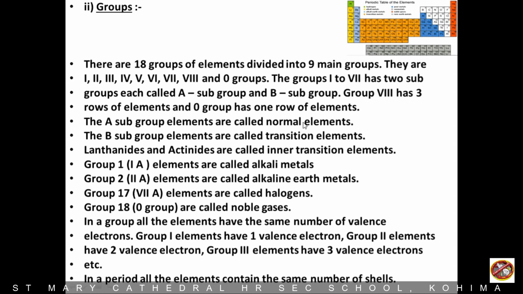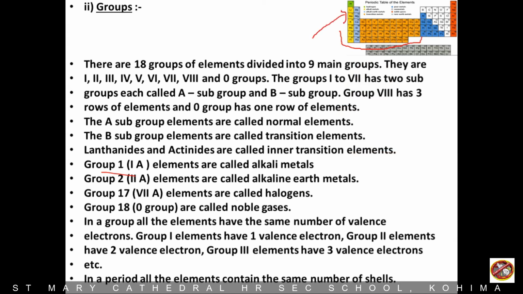Now in group, if we talk about group, it is from top to bottom, right? There are 18 groups of elements divided into 9 main groups. Okay, 9 main groups. There are 1, 2, 3 to 8 and 0. Why is it like that? The group 1 to 7 has subgroups A and subgroup B. Why is it put like that? Because in this group most of them have these normal elements or metal properties.